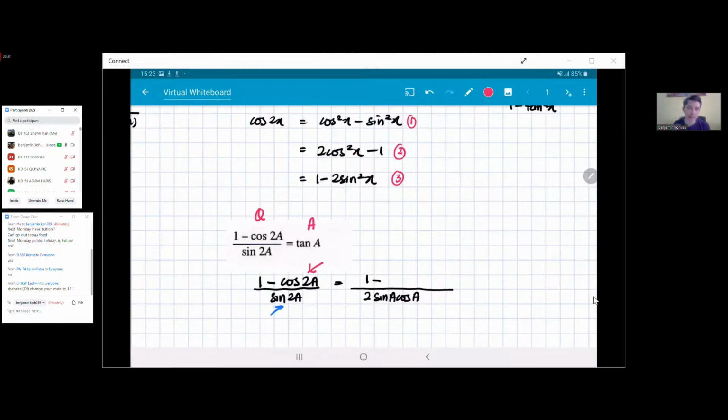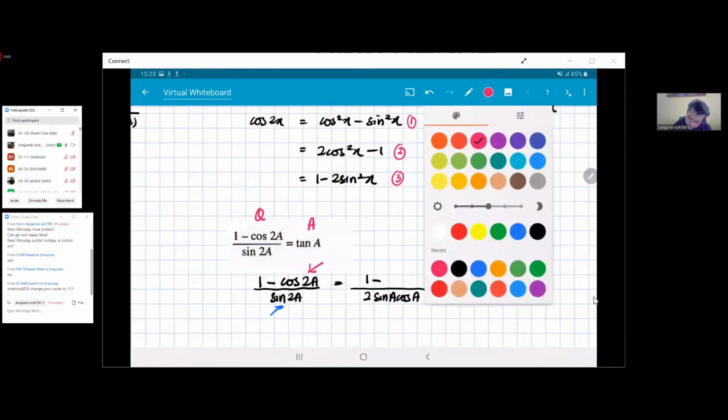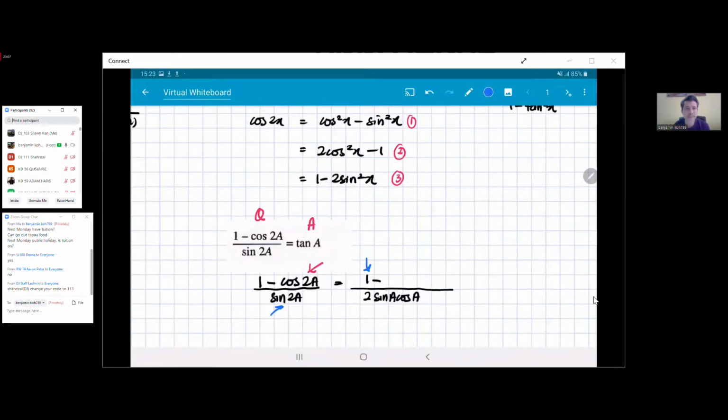Okay, begini. How do I know whether it's number 1? Hang on, before I tell you whether your answer is right or wrong, notice that in this question here, there's a 1. But in the answer, we only want tangent A. The 1 sudah hilang. Boleh faham tak? So what I'm trying to say is that we need to hilangkan the 1.